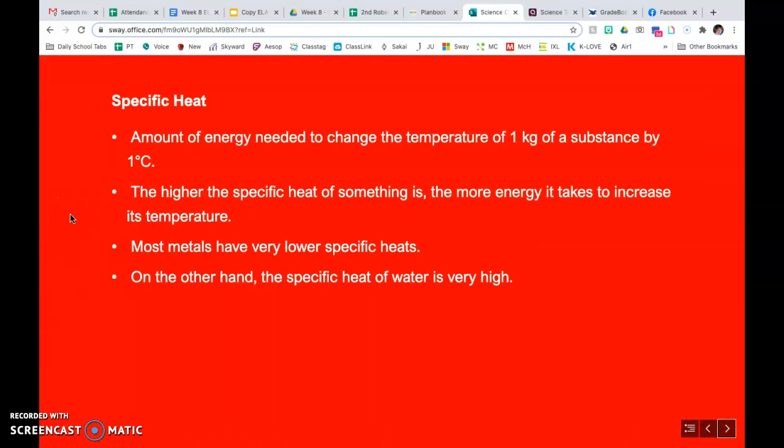So let's deal with specific heat for just a second. The amount of energy needed to change the temperature of 1 kilogram of a substance by 1 degree Celsius is specific heat. So the higher the specific heat something is, the more energy it's going to take to increase its temperature. Most metals have very low specific heats. On the other hand, the specific heat of water is very high.